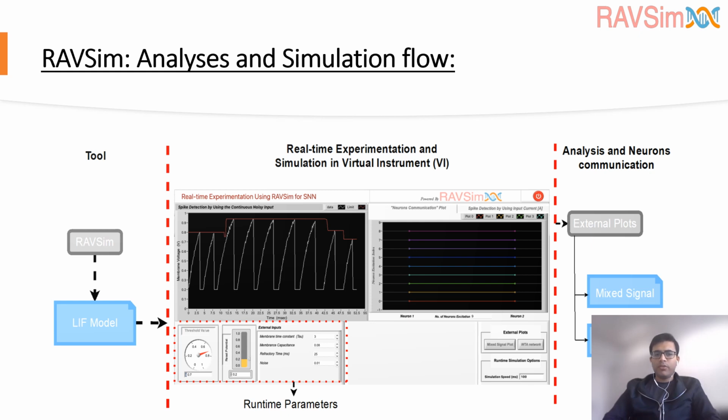The basic flow of RAVSim: we use a leaky integrate-and-fire model as an input, and then you can look at the big screen, the center screenshot, which is basically a real-time experimentation UI where users are able to play with the spiking neural network model by increasing and decreasing different parametric values. On the left side of the graph, you can see spike detection using a continuous noisy input, and on the right side, neuron communication and spike detection using input current. Users are also able to generate an external plot, like a mixed signal plot, after completing the whole simulation. They can look at a big picture of the screen graph, and also a VTN network with three different lists of conditions.